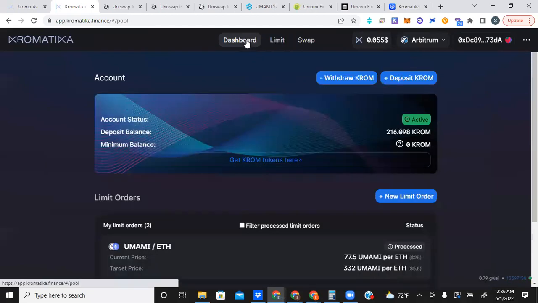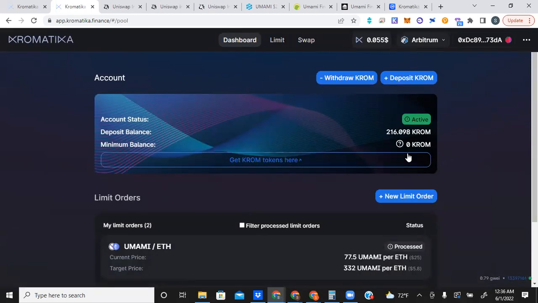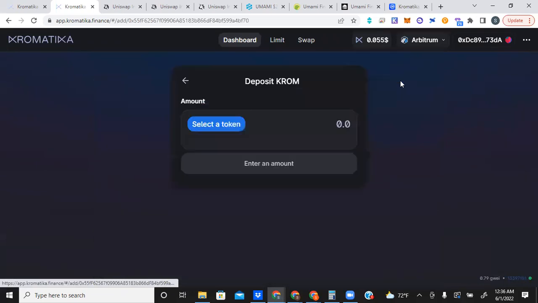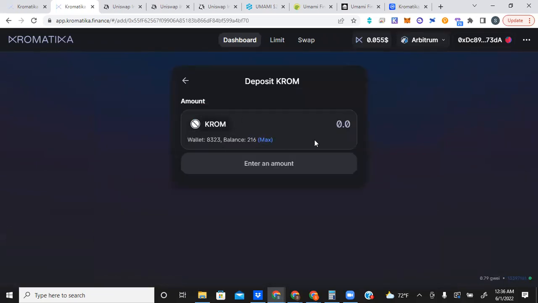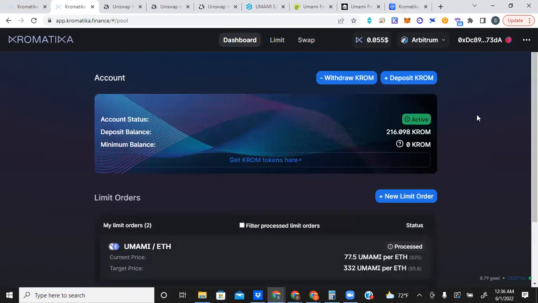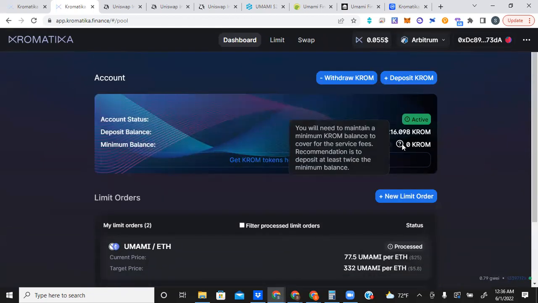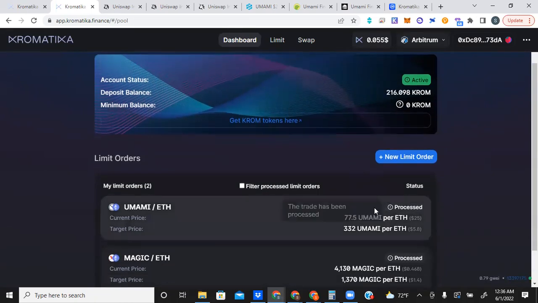Importantly, if you want to create a limit order, you have to have Chrome. You have to buy the Chrome, but then you also have to make sure you deposit the Chrome. Once you have the Chrome deposited into the account, then you can create your new orders, and then these tokens can be used to fill those orders.